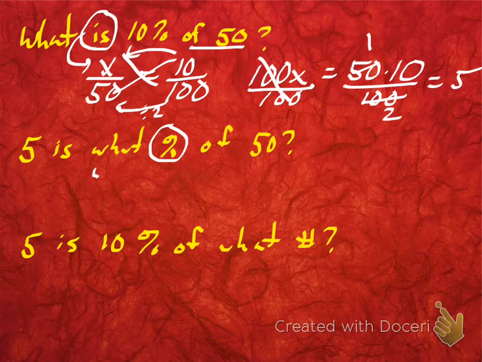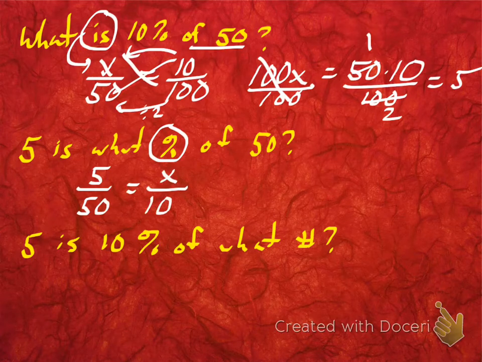So the 5 is the is number, so it goes on top. The 50 is the of number, so it goes on the bottom. Is over of equals percent. That's what we're looking for this time, so that's the variable over 100. Okay, and again, you can see this pretty quickly with arrows. We're just doubling the top and bottom, so clearly x is going to equal 10.